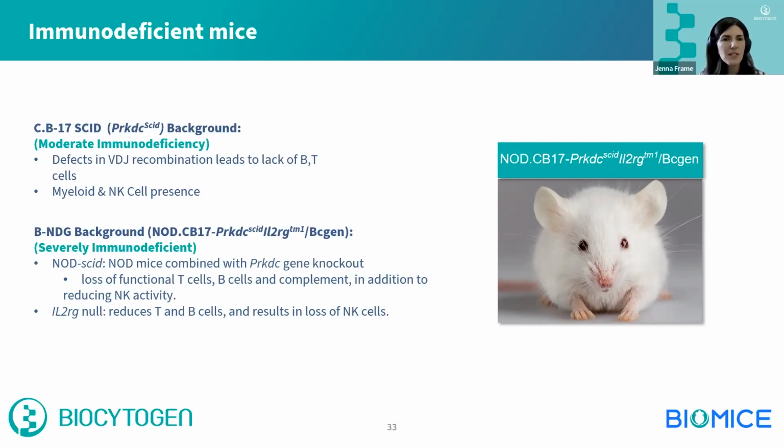So the CB17 SCID model has moderate levels of immunodeficiency with no B cells or T cells, but does have myeloid and NK cell presence. And the BNDG strain is our version of a severely immunodeficient model that has a combination of genetic alterations listed here, including a knockout allele of IL-2 receptor gamma, which results in a complete loss of functional murine B cells, T cells, and NK cells.